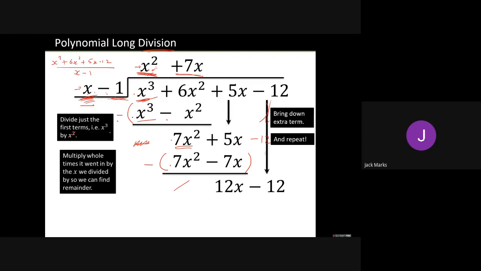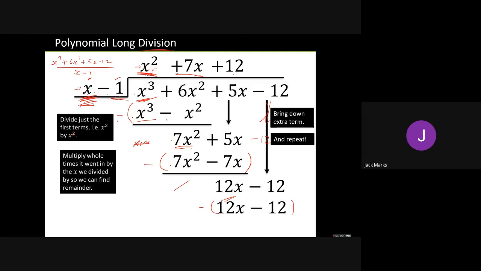Repeat the process for a third time. So how many times, looking at the biggest powers of x, how many times does x fit into 12x? It's 12 times. When we get this bit up here, we will multiply it again by this and by this. So it will give me 12x. I should get the same term again. And then it will give me minus 12. We do this minus this.